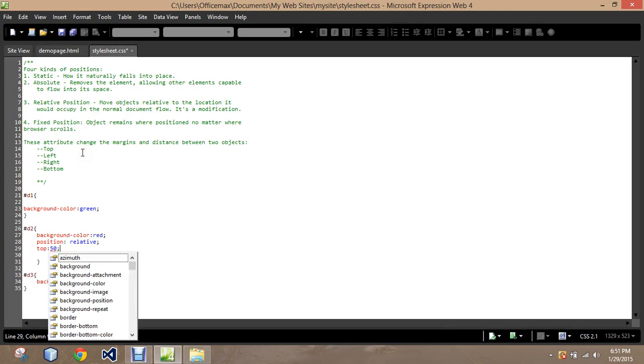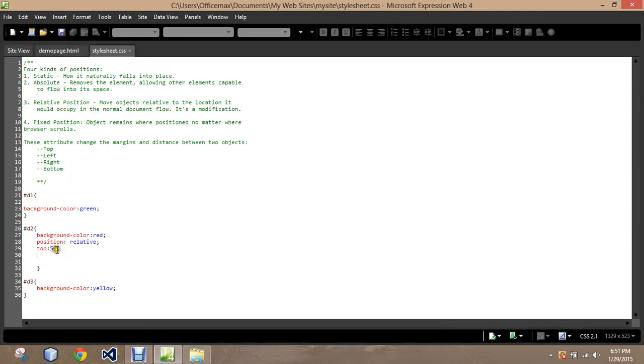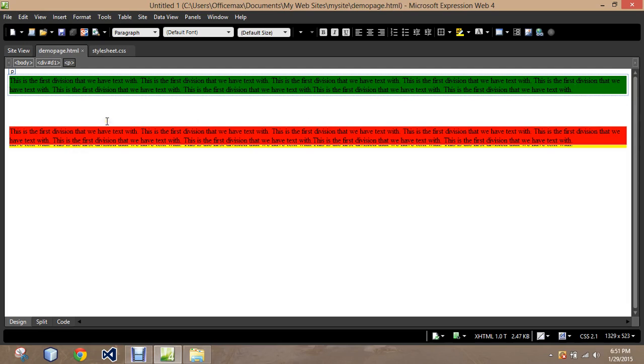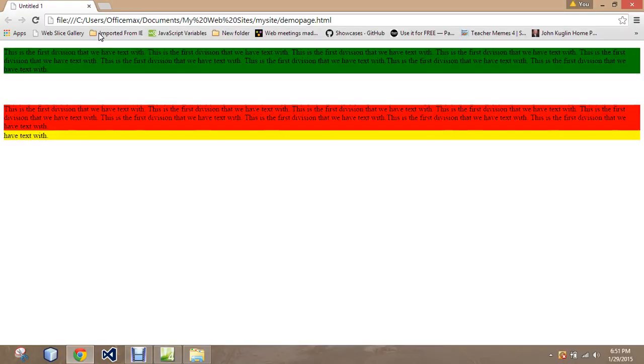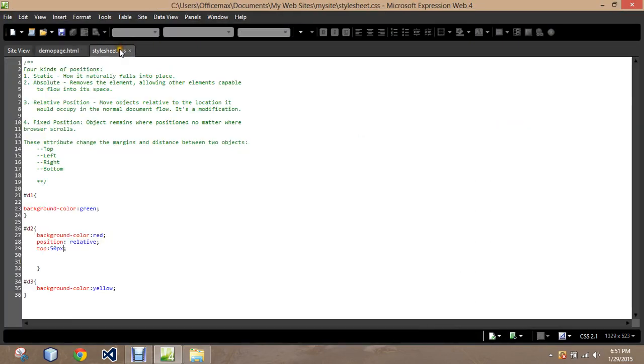Let's go 50. 50 what? That's what it's being mad about. We're going to say pixels. 50 pixels. We go here, and it moved it over the yellow element. In the browser testing, it did it as well. So we have to accommodate that when we're thinking about positioning on the screen with relative position.